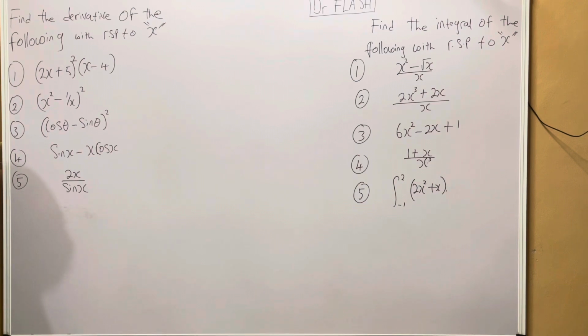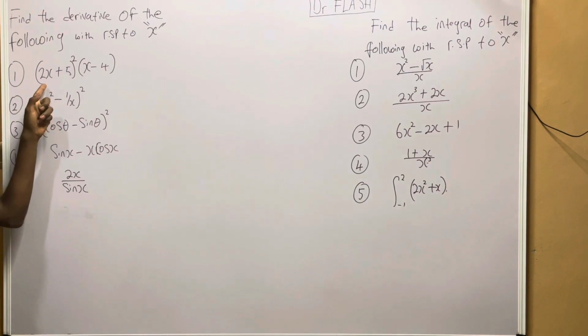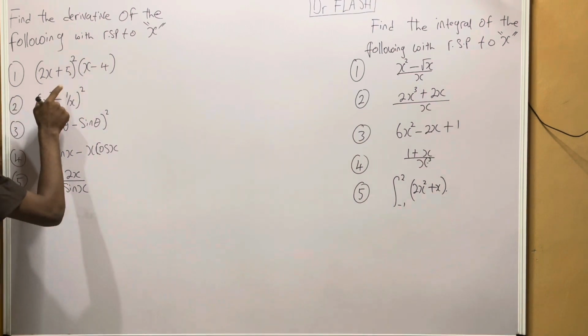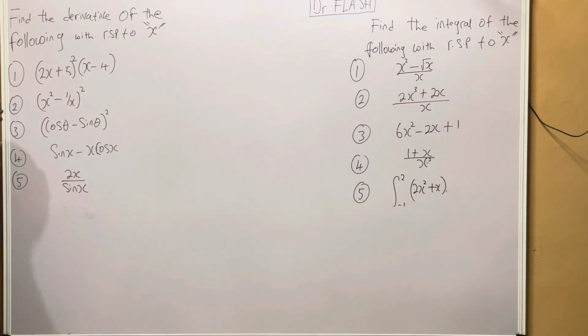Now the first question here is (2x + 5)² (x − 4). That's the first question. Now, seeing this question, the first thing that will come to your mind as a UTME student is to start expanding.